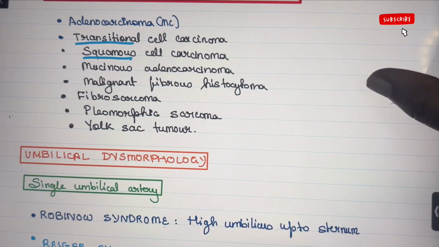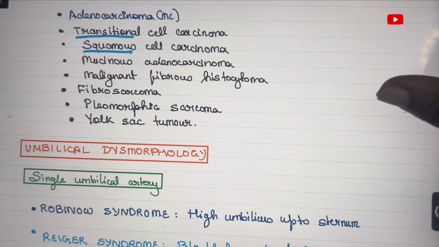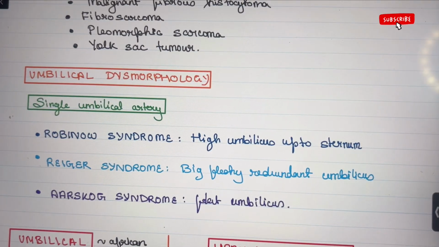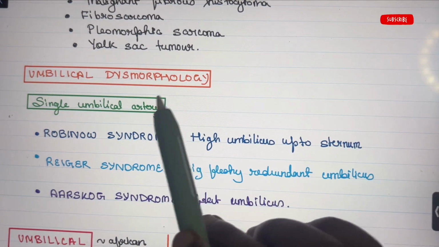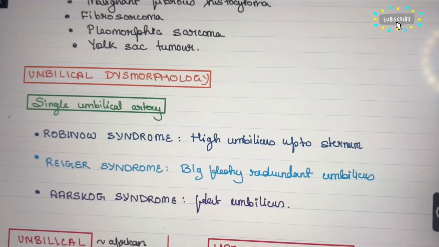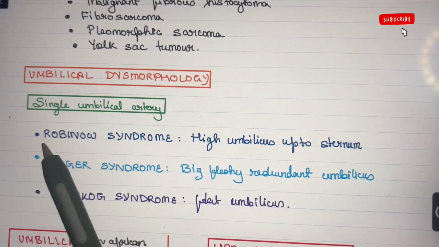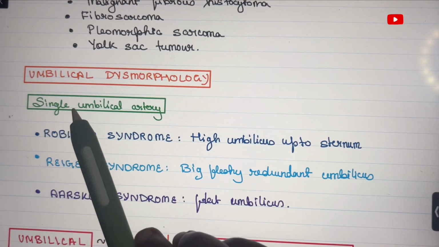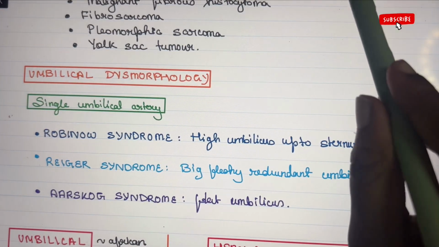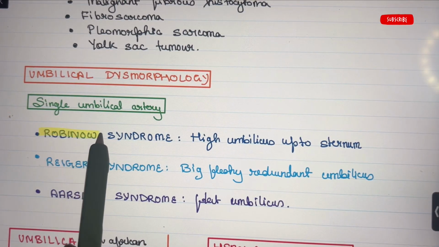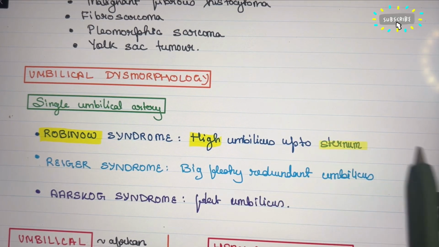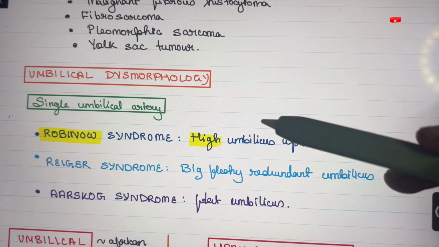Now, umbilical dysmorphology. We have covered two topics of the congenital abnormality of umbilicus. Now, the third one is umbilical dysmorphology. This happens because generally there is only a single umbilical artery. Always remember there are two umbilical arteries present. So, if there is a single umbilical artery, there may be umbilical dysmorphology. And there are few conditions like, number one, we have the Robinow syndrome. In Robinow syndrome, there is a high umbilicus, meaning the umbilicus is present up to the sternum. This is known as Robinow umbilicus.